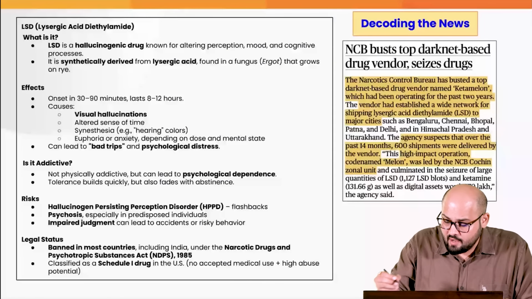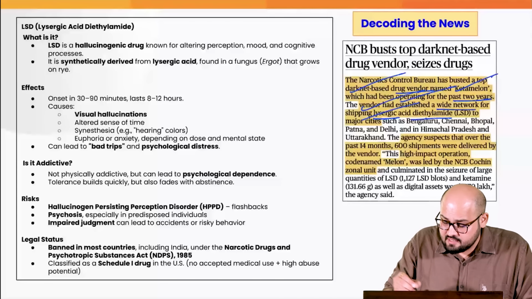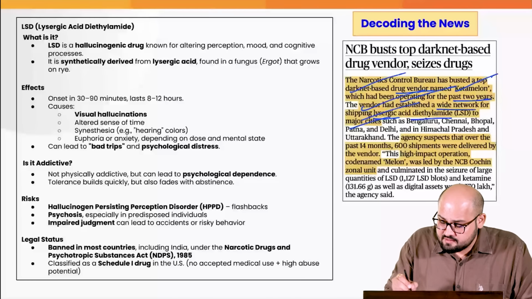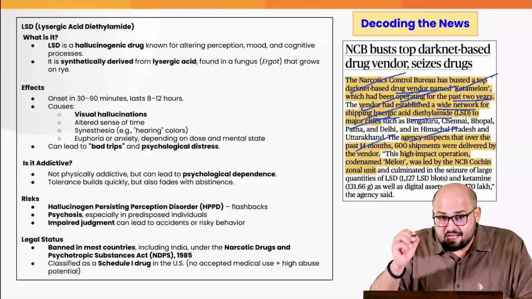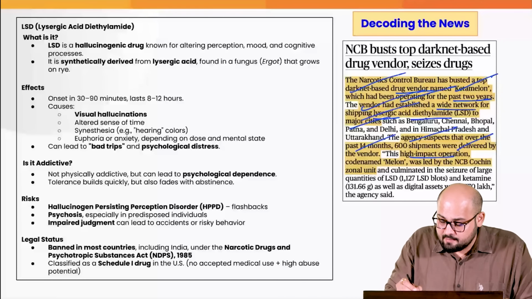The Narcotics Control Bureau has busted a top darknet-based drug vendor named Ketamelon, which had been operating for the past 2 years. The vendor had established a wide network for shipping lysergic acid diethylamide (LSD) to major cities. The agency suspects that over the past 14 months, 600 shipments were delivered by the vendor. The high-impact operation was codenamed Melon.